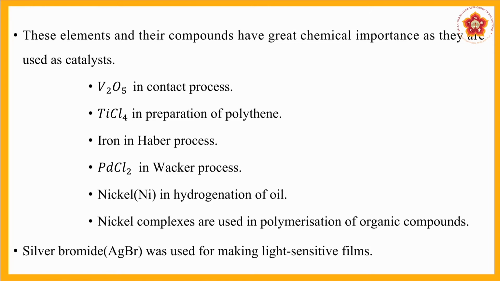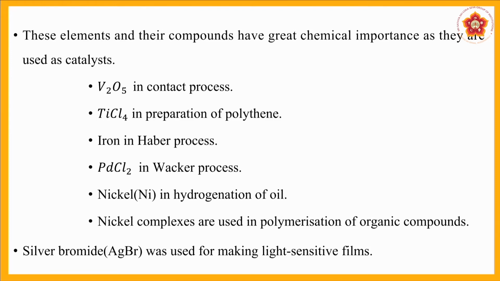Iron is used in Haber's process. Haber's process is nothing but preparation of ammonia from nitrogen and hydrogen gas. Finely divided iron is used, so that you get a large surface area. Palladium chloride is used in the Wacker process. Nickel is used in hydrogenation of oils. We also use nickel, platinum and palladium in hydrogenation systems, and nickel complexes in the polymerization of organic compounds. Nickel can help in polymerizing organic compounds which are normally double bonded or triple bonded.